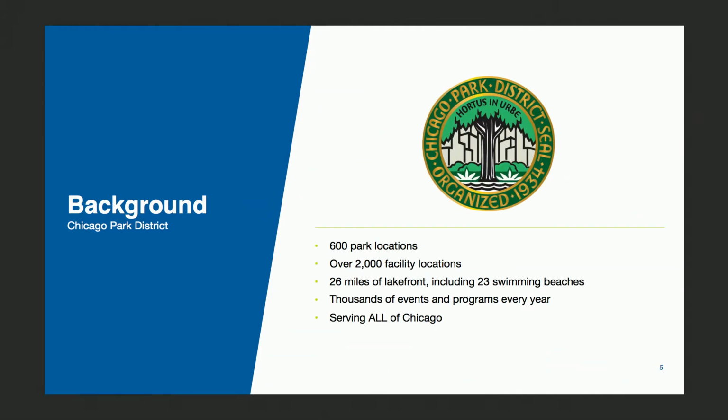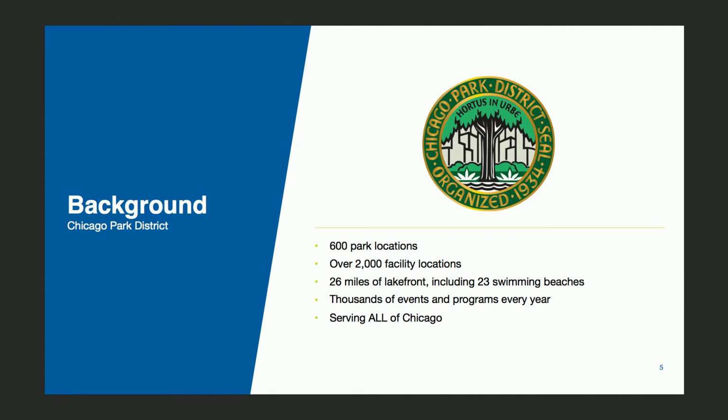So this project that we got into this location data with is the Chicago Park District's new website. They have 600 parks in the system, but over 2,000 facility locations within it. Every statue, fountain, field house is a location. So we had a lot of data. Photos, hours, everything pertinent to a location. The park district's pretty huge. It's the whole city, 26 miles, 23 swimming beaches, just so much stuff.